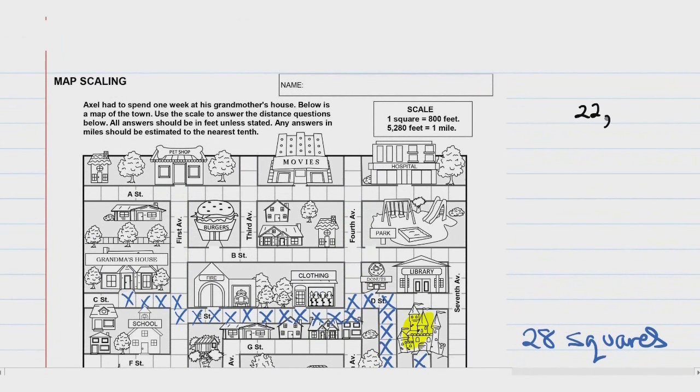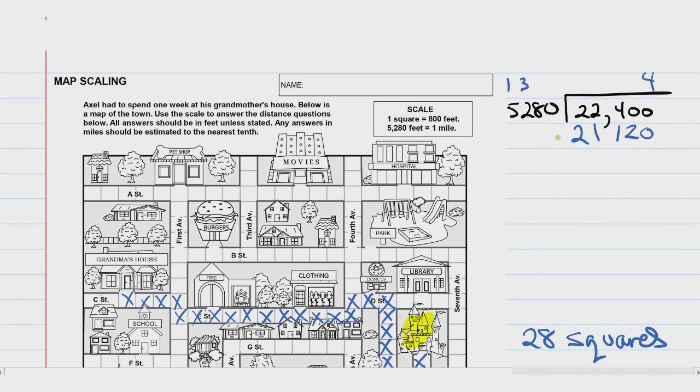I have 22,400. And I'm going to divide it by 5,280 feet, which equals 1 mile. I ask myself how many 5s go into that 22. And I know it is 4 because 4 times 5 is 20 and 5 times 5 is 25. So it must be 4. 4 times 0 is 0. 4 times 8 is 32. Carry the 3. 4 times 2 is 8 plus 3 is 11. Carry the 1. 4 times 5 is 20 plus 1 is 21.